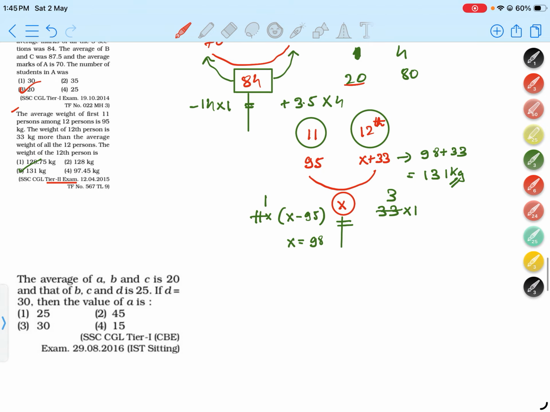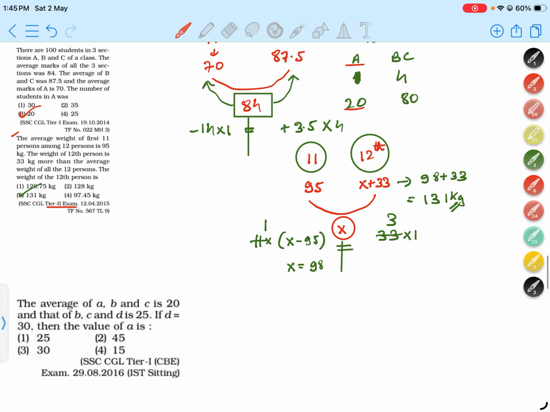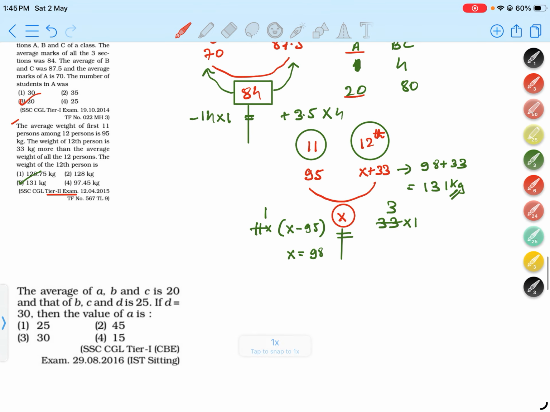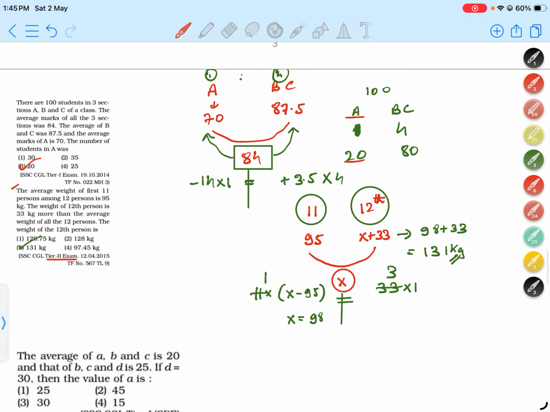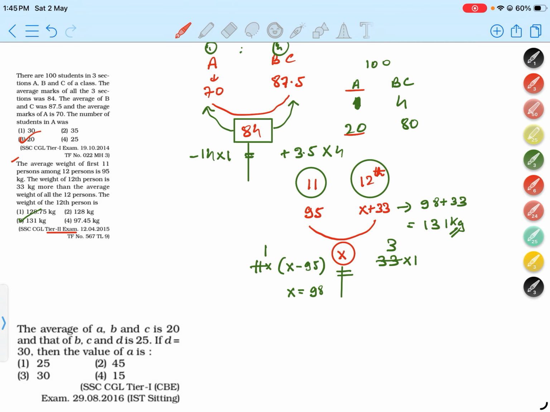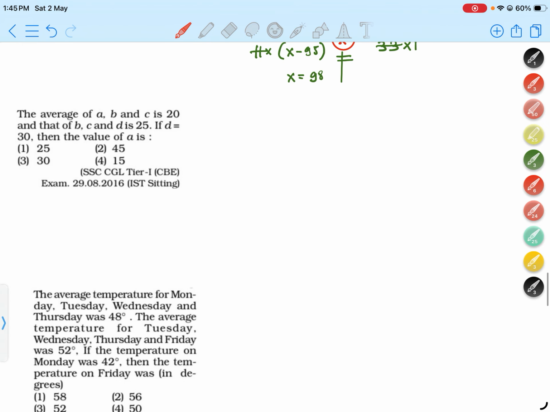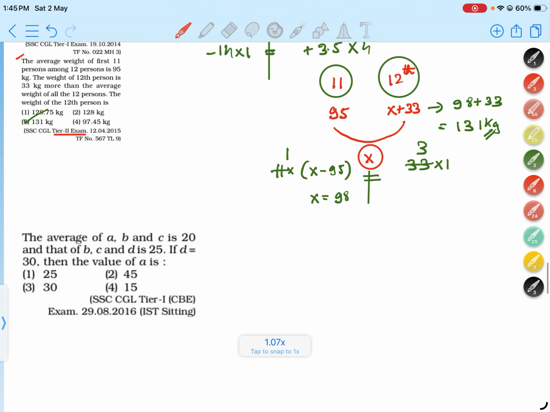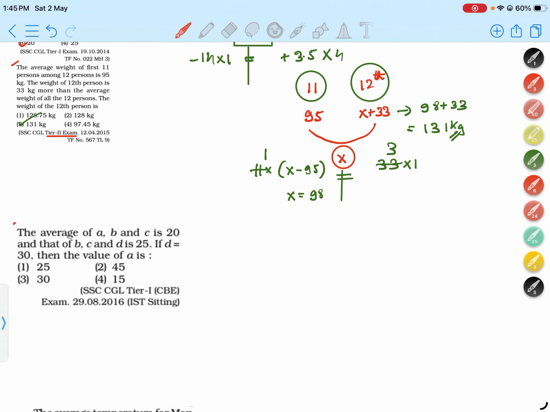So using the method of deviation, you can see how easily we can solve mains level questions. Initially deviation is a little bit tricky and confusing, but as you practice more and more of this type of question, it becomes very easy to grasp, and the answer will be solved pretty quickly as well.